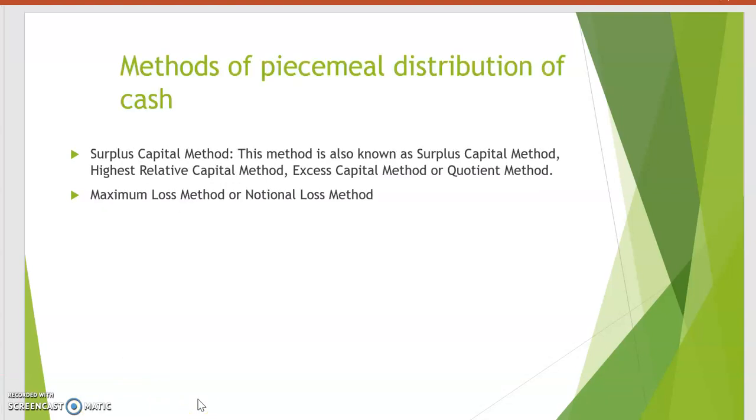Then I discussed that there are two types of method. The surplus capital method is also known as the highest relative capital method, excess capital method, or quotient method. There are various names for the surplus capital method. And the second method is the maximum loss method or the notional loss method. There are two similar methods: one is the surplus capital method and the second is the maximum loss method.